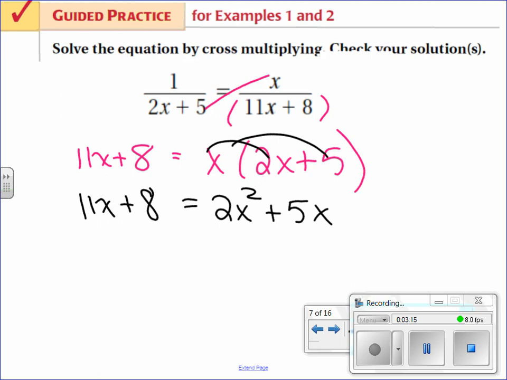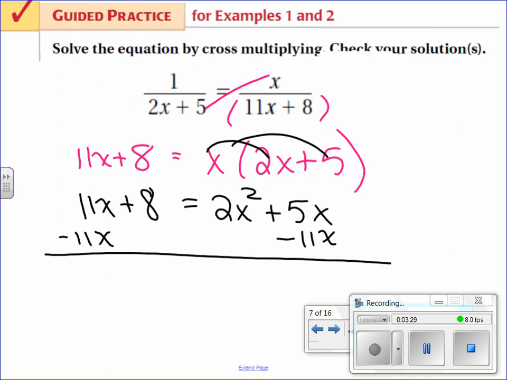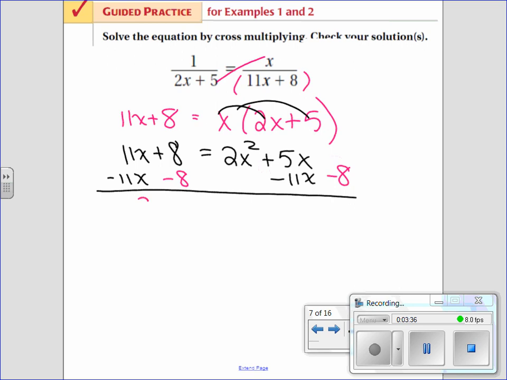Now to solve this, we want everything together on one side. We want this to be equal to 0 before we attempt factoring. So since I've got a 2x squared here, I would probably leave him alone and move my 11x over to join the 5x. Are you guys okay if I move my 8 over on the same exact step? So I would have 0 equals 2x squared minus 6x minus 8.